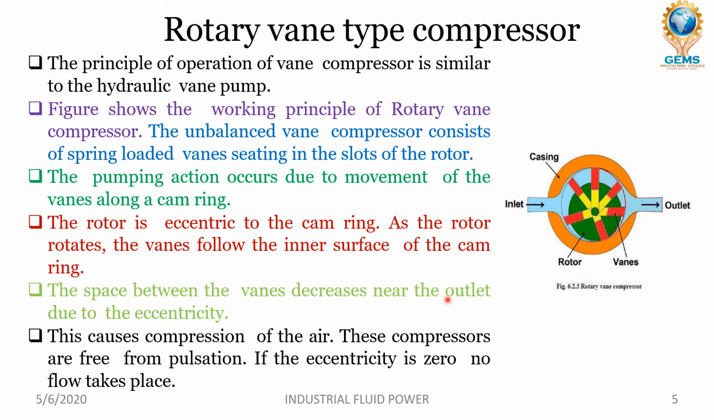The space between the vanes decreases near the outlet due to the eccentricity. This causes compression of the air. These compressors are free from pulsation. If the eccentricity is zero, no flow takes place. Eccentricity zero means there is no space variation between the vanes, so no flow takes place. In this circle, the fluid is coming in and the fluid is going out.